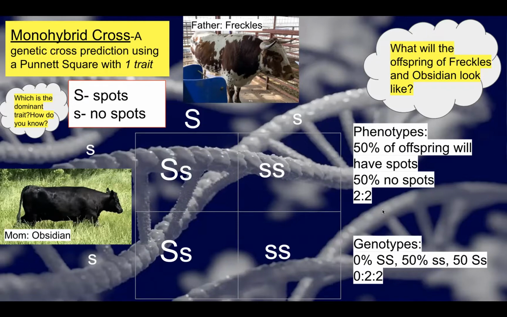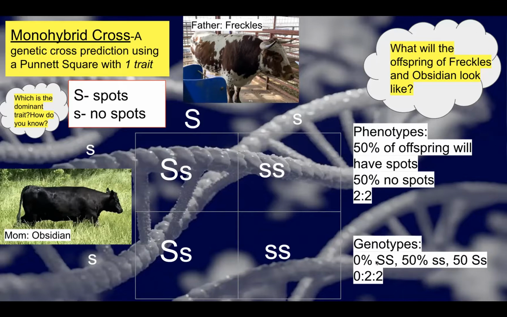And if we put that in a ratio, we can say it's 2 to 2. So there's 2 for spots, and 2 for no spots. So that's a ratio of 2 to 2. Now let's look at the genotypes. Genotypes means the genetic makeup.